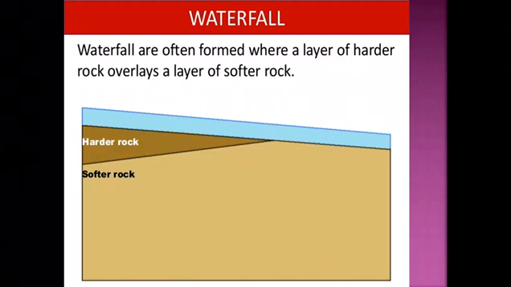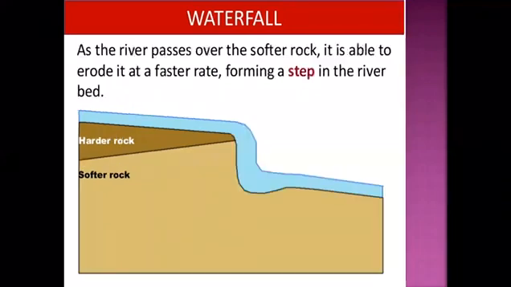Waterfalls are often formed where a layer of hard rock overlays a layer of softer rock. As the river passes over the softer rock, it is able to erode it at a faster rate, forming a step in the river bed.